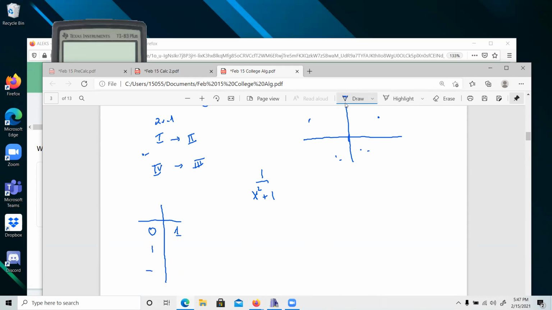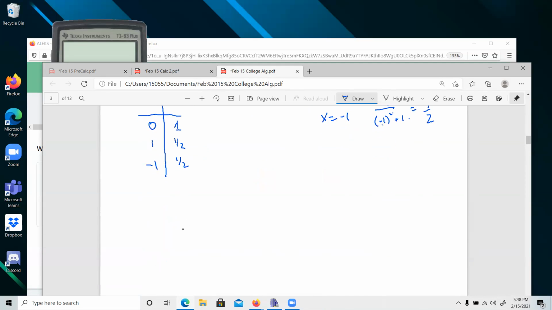How about 1 and negative 1? Let's pair them up. When x is equal to 1, we have 1 over 1 squared plus 1. That's a half. When x equals negative 1, that's 1 over negative 1 squared plus 1. Well, negative 1 squared is positive 1. Positive 1 and 1, that makes 1 over 2. What if I pair up 2 and negative 2? I have a feeling you sense a pattern.